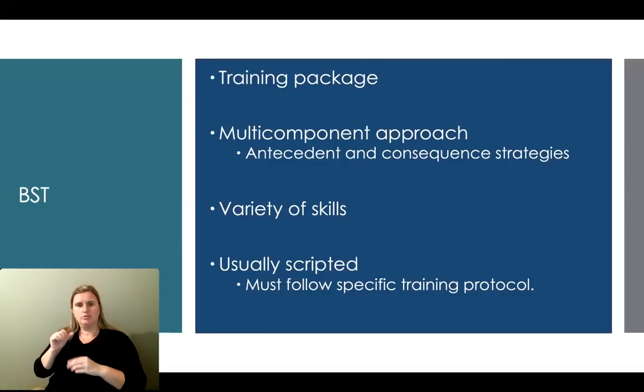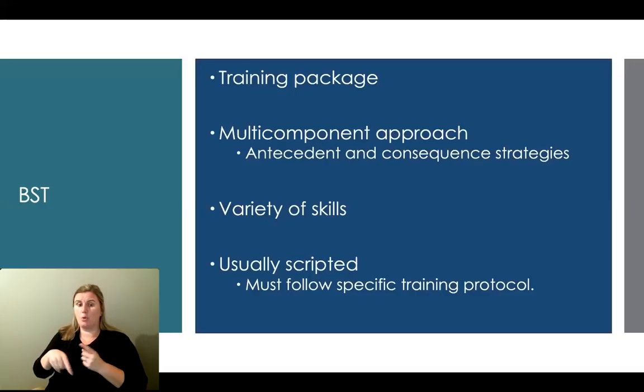Now, this is a very important component when considering BST. It is a highly scripted procedure. We may have heard and even implemented behavioral skills training loosely, accounting for the specific components in the training. However, it goes beyond that.